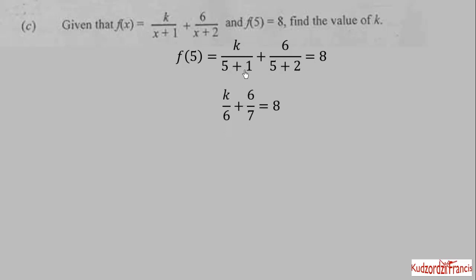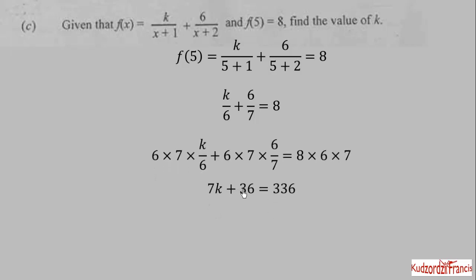We simplify. 5 plus 1 will be 6, 5 plus 2 will be 7. So we can multiply through by the LCM, and we cancel out to get 7k plus 36 is equal to 336. So subtract 36 from both sides. Then you have 7k equal to 300. Divide both sides by 7. You get k is equal to 300 over 7, or 42 and 6 over 7.